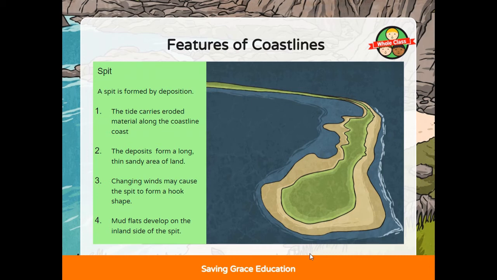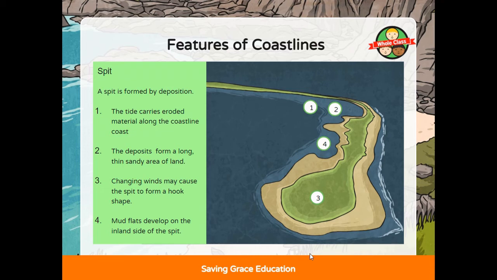Now let's have a closer look at a spit. A spit is formed by deposition. First, the tide carries eroded material along the coastline. Secondly, the deposits form a long, thin, sandy area of land. Thirdly, changing winds may cause the spit to form a hook shape. And mud flats develop on the inland side of the spit.